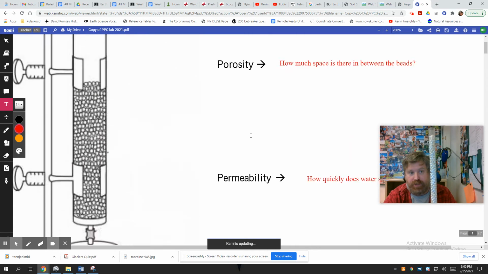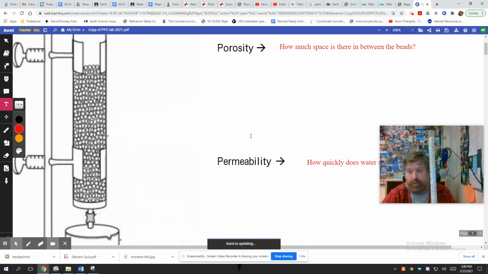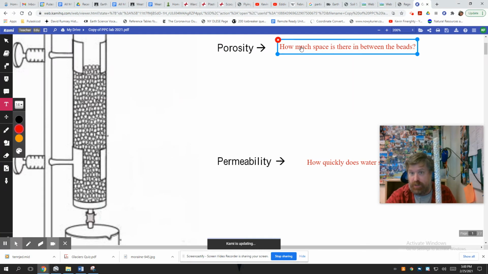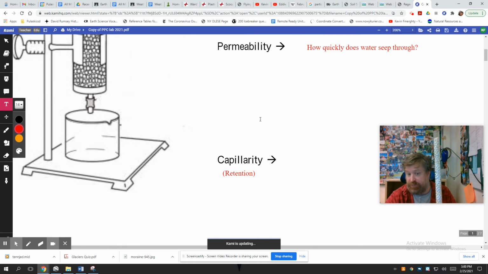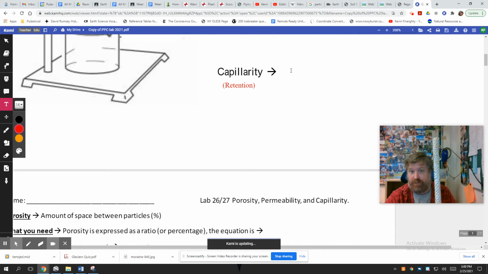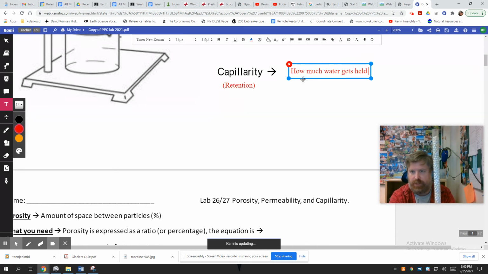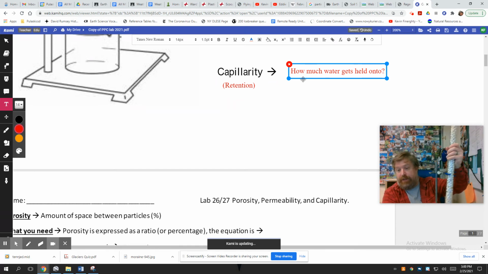And what we'll do with all three of these is run the whole experiment 3 times, once with big beads, once with medium beads, and once with small beads. And then we'll see, okay, between big, medium, small, is there a difference in how much space there is in between the beads? Is there a difference in how quickly the water seeps through? And then capillarity, is there a difference in how much water gets held onto? I don't think that's proper English, but all right, how much water gets retained or held onto by the beads themselves?